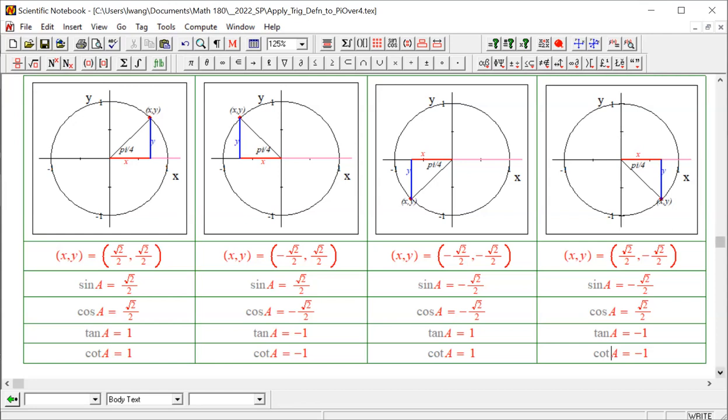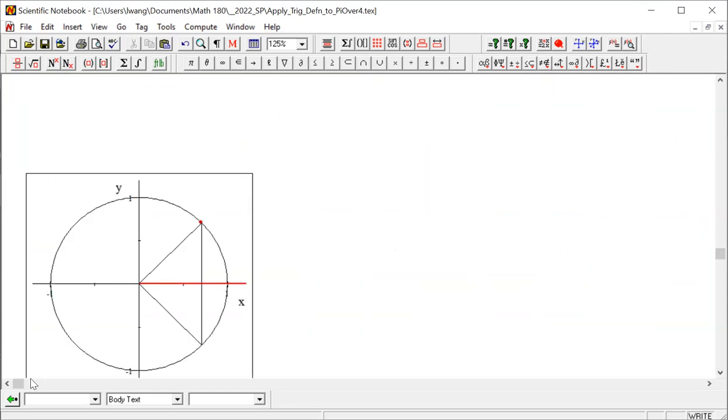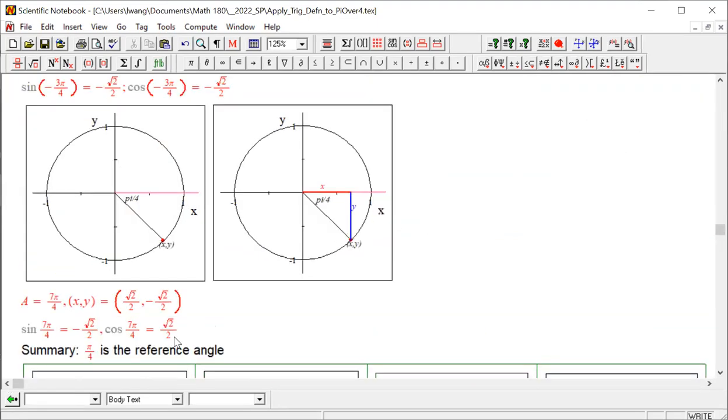So this is for the special reference angle pi over 4. In the next episode, we're going to cover the other special angle, pi over 3. Then we're going to cover all these special angles, and then we will summarize again and see what we have learned. All right, until next time, thank you for watching.